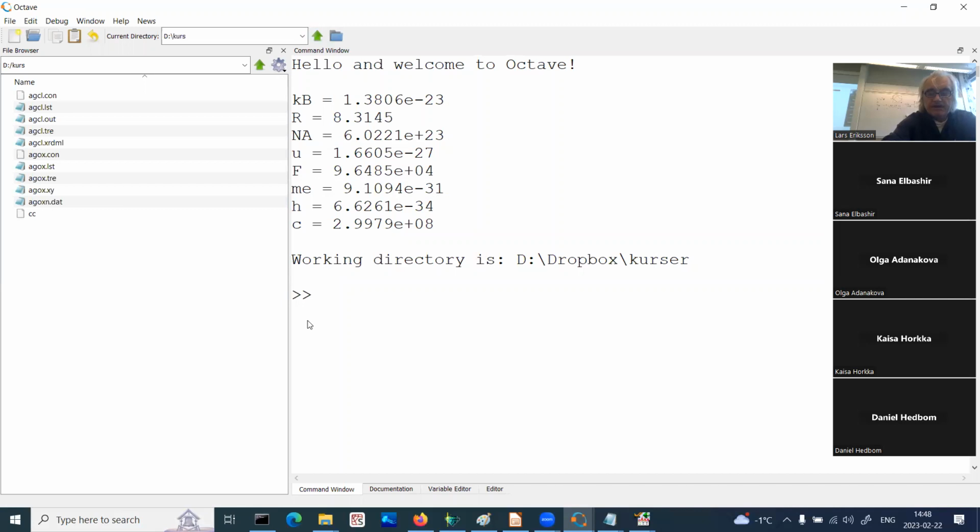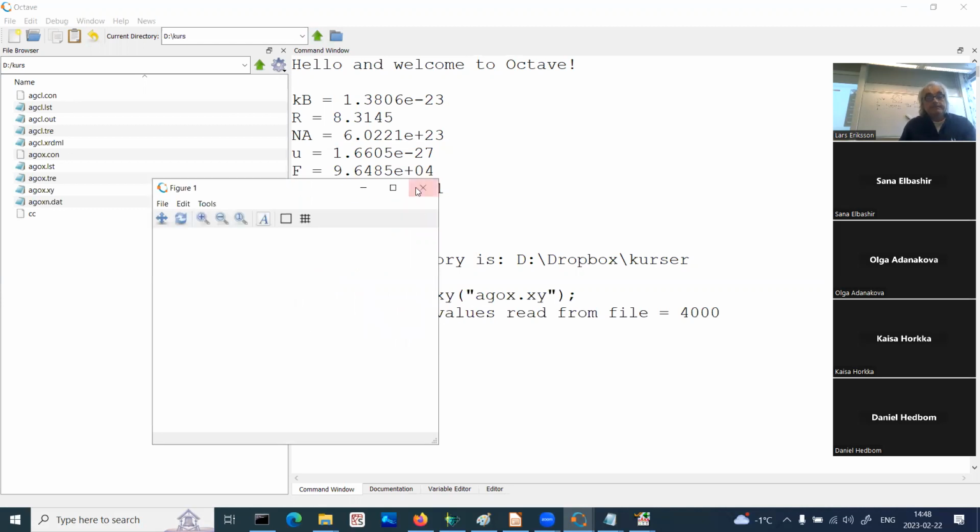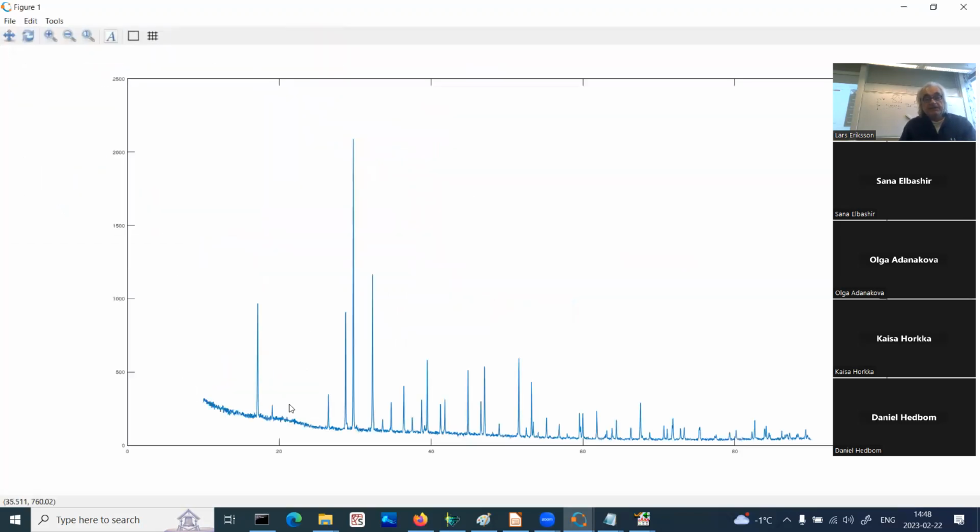So then we'll see X, E, and then I have a script called readxe that reads XE files. You can have that. I can put it up if you want. 4,000 points. So this is a typical X-ray diffraction pattern, quite narrow lines.